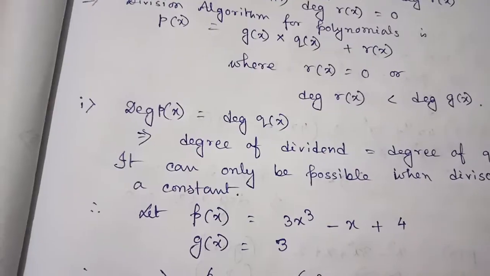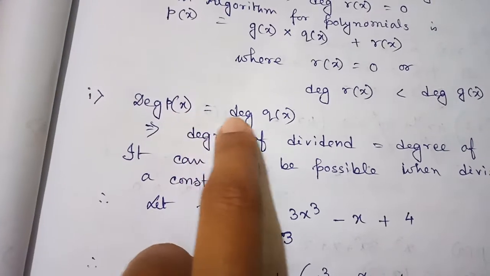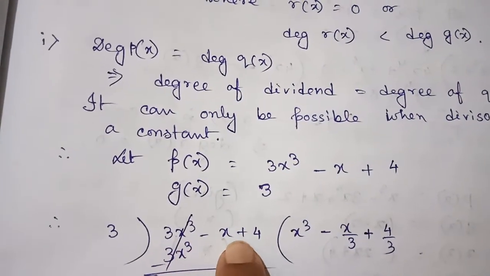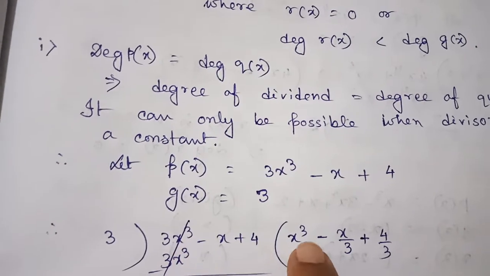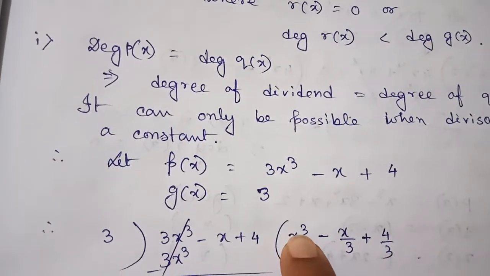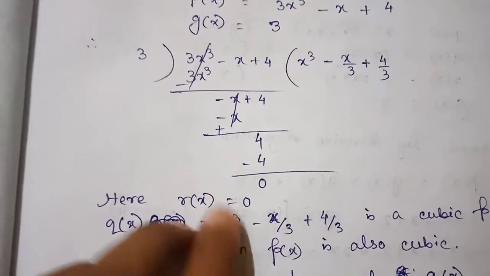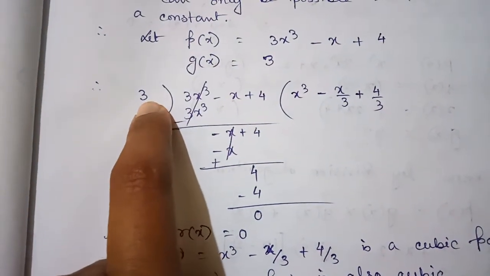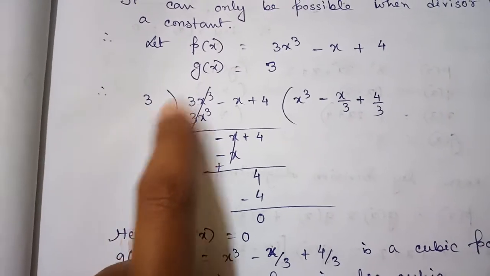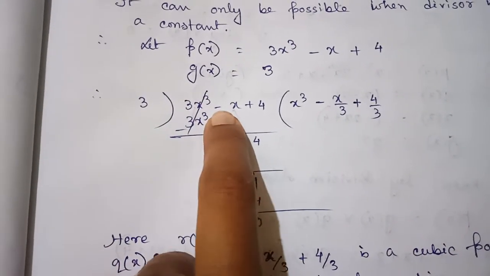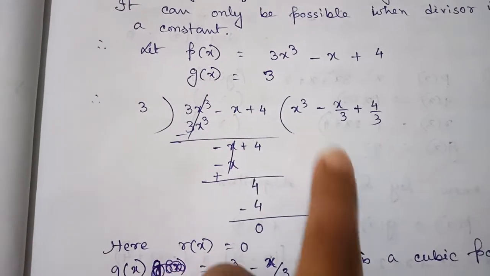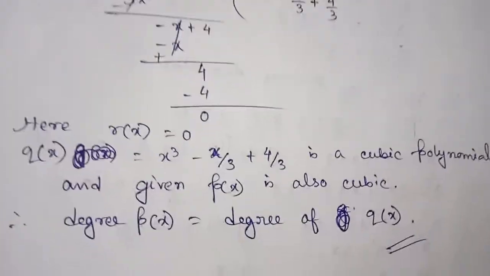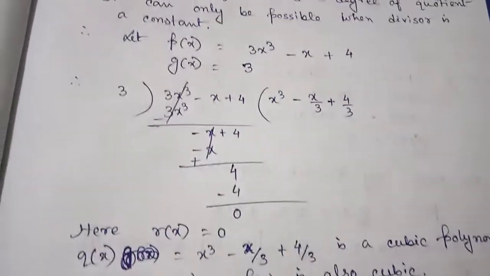Now our aim was to find out degree of p of x equals degree of q of x. Now look at this, degree of p of x is 3, degree of q of x is also 3. That means if we are getting a divisor which is constant, we will always get the degree of p of x and degree of q of x as equal, right? So this is the first question.